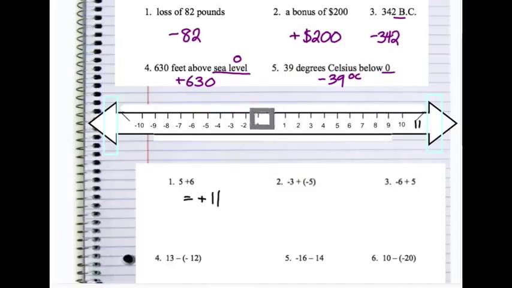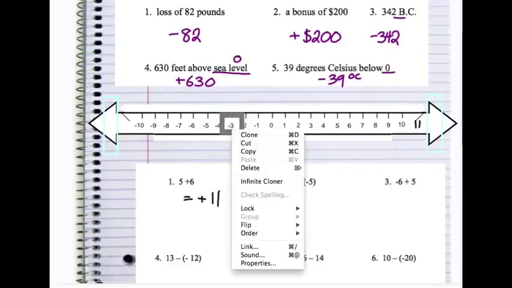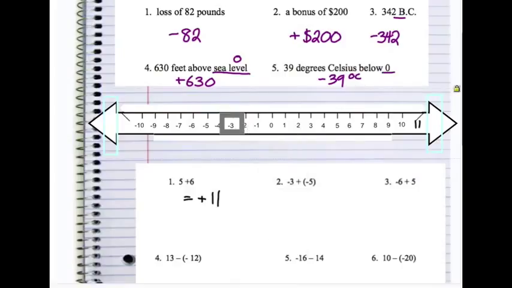Number 2 starts us down at negative 3, and this is just like our app, where we start at a certain value, we have to confirm that we're at the right value, and then we carry out the instructions. So we start at negative 3, and we're adding negative 5. So we have to go to the left, negative 5 spaces. 1, 2, 3, 4, 5, and so my solution would be negative 8.